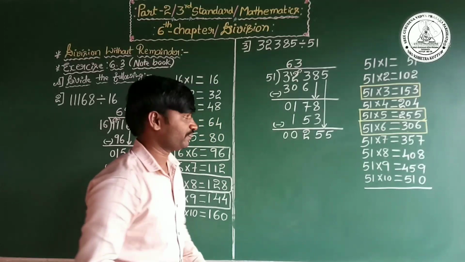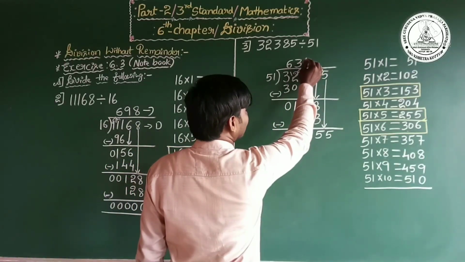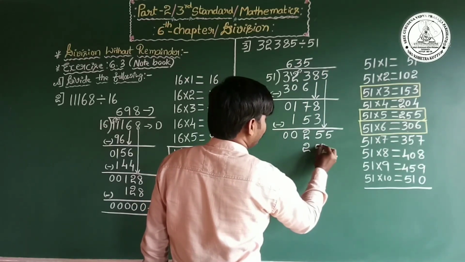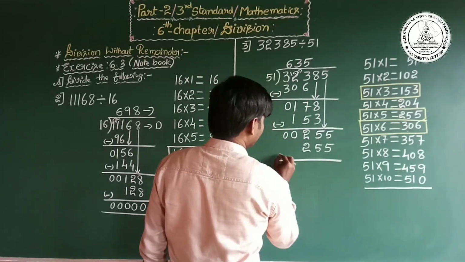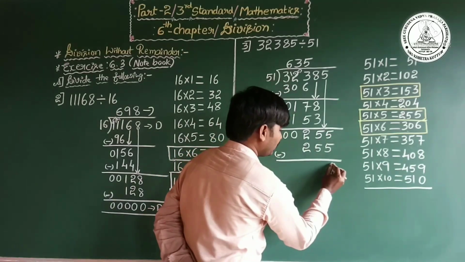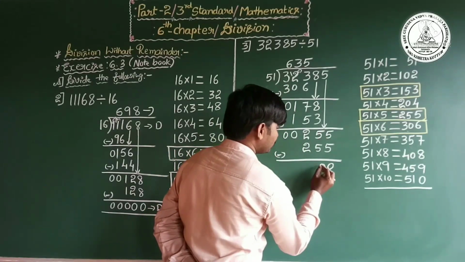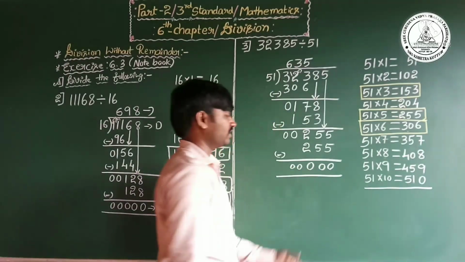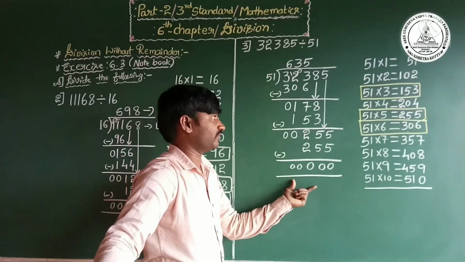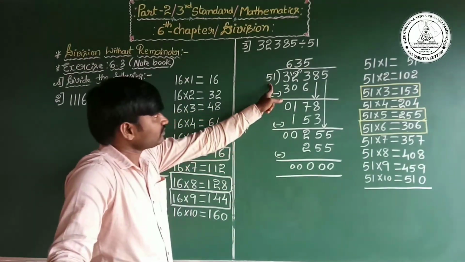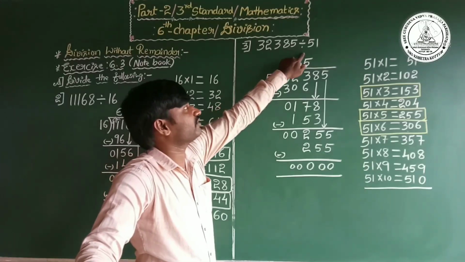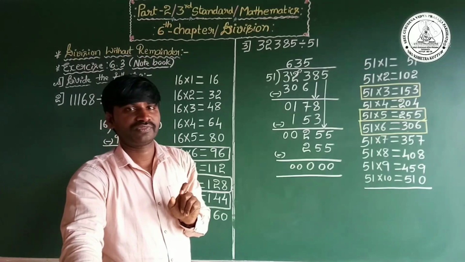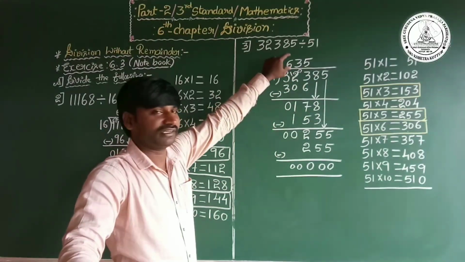That's easily clear. Okay, dear student, you write 51 5s are 255. So now you subtract these numbers. 5 minus 5 is 0, 5 minus 5 is 0, 2 minus 2 is 0. Right, dear student, the remainder is 0. Yes, 32,385 divided by 51, we get 635 as the quotient. We get the answer 635.